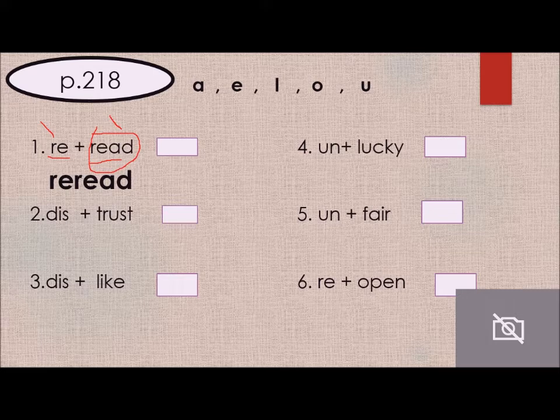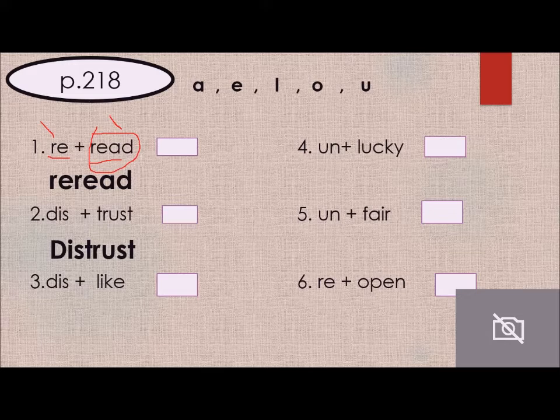So in reread, how many syllables do we have? We have 2 syllables: number 1 is re, which is E, and number 2 is read, which is E also. So we have 2 vowel sounds, or 2 syllables.